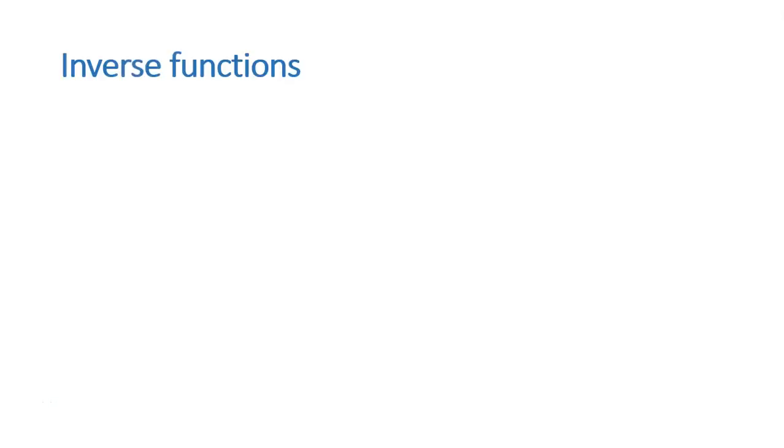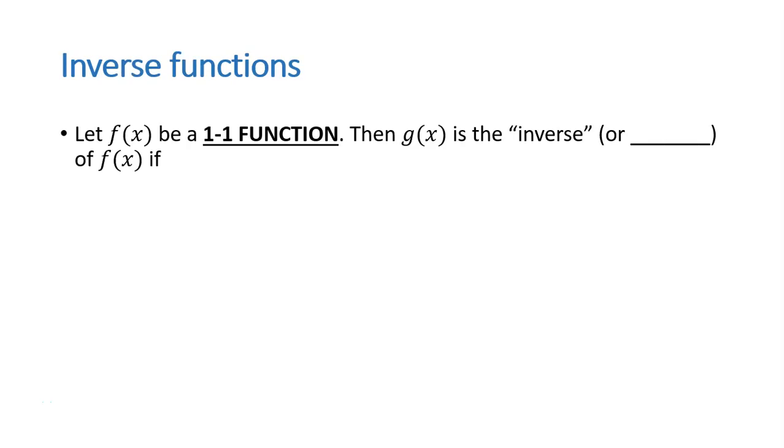So let's officially define inverse functions. Let f of x be a one-to-one function. So we're assuming that the function we're starting with is one-to-one. Typically we'll be told that it is, but if we're not told that it is, essentially we do need to verify that it is. So we have to make sure that for every input we put in, we get one output, and that output couldn't come from different inputs. So we're assuming we're starting with a one-to-one function.